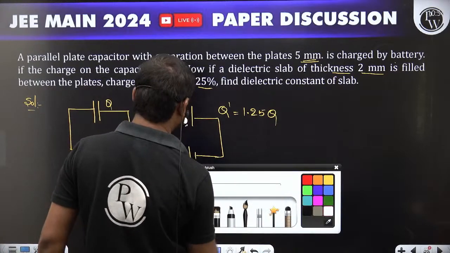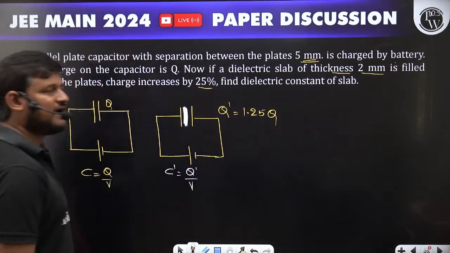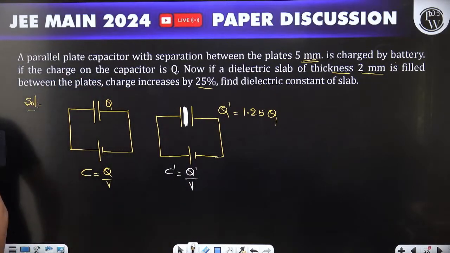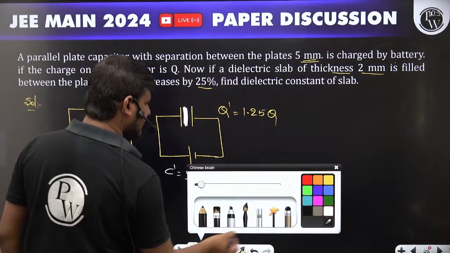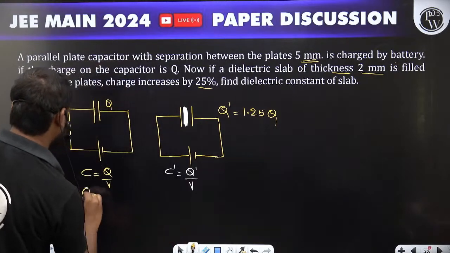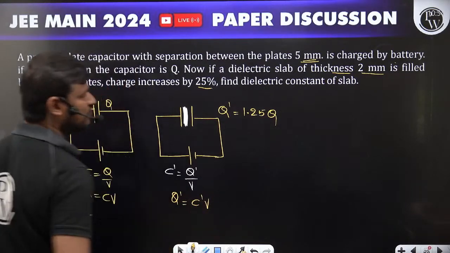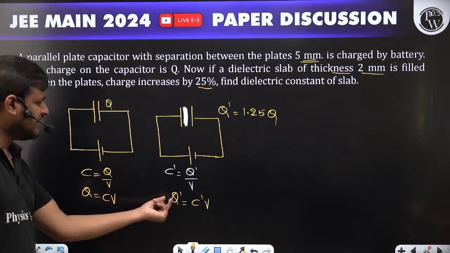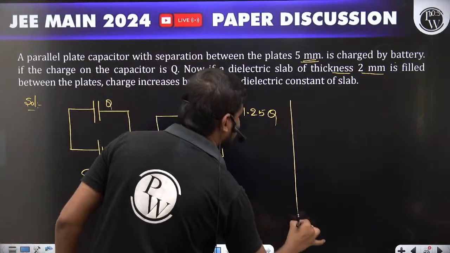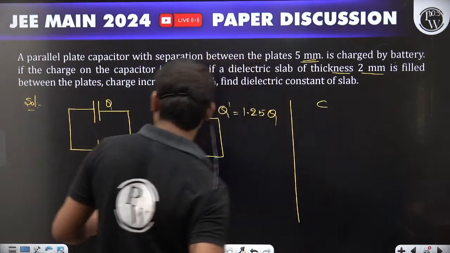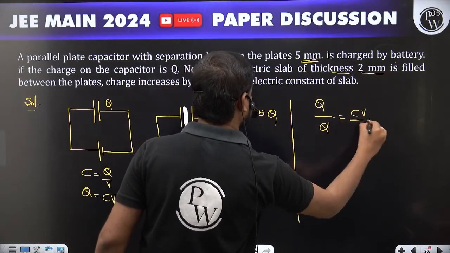Here let's say the capacitance is C dash. The battery voltage is the same. So Q is equal to CV, and here Q dash is equal to C dash V. Let's divide these two equations. I can write Q by Q dash is equal to CV by C dash V.